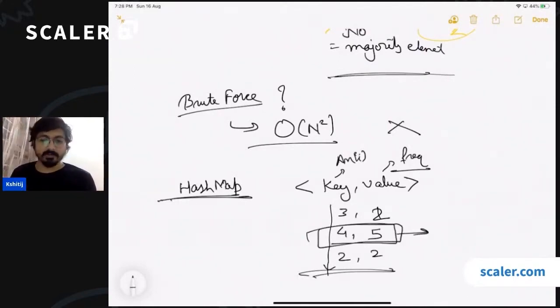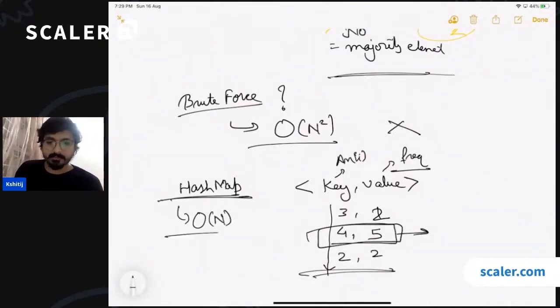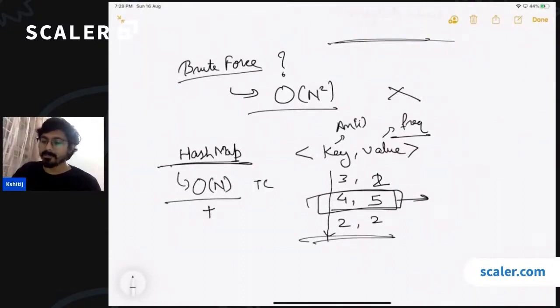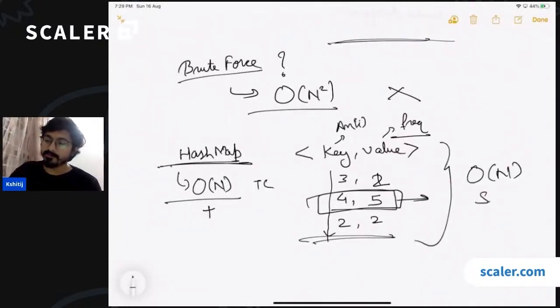What is going to be the time complexity of this approach? If you are not aware of what a hash map is, you can totally skip it. We will be covering hash maps in detail in the upcoming sessions. But if you are clear about hash maps, then think about the time complexity of this approach. This is going to be order n time complexity, correct? What is the space complexity here? You are using a hash map which is going to cost you order n space, right? Order n time plus order n space.